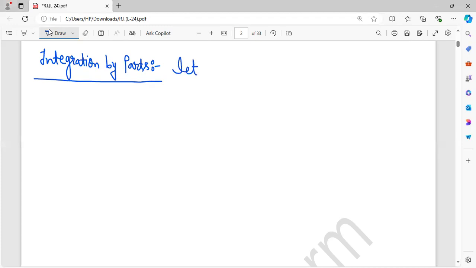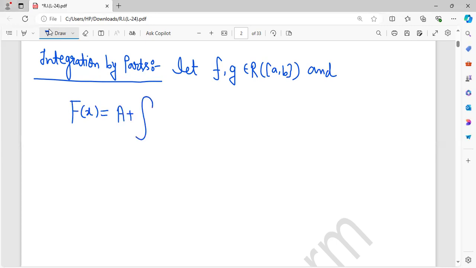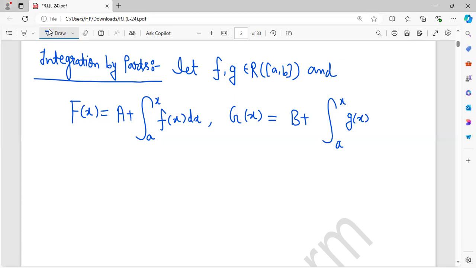Let f, g be Riemann integrable over [a, b], and let capital F(x) = A + integral from a to x of f(x) dx, and capital G(x) = B + integral from a to x of g(x) dx, where A and B are constants.